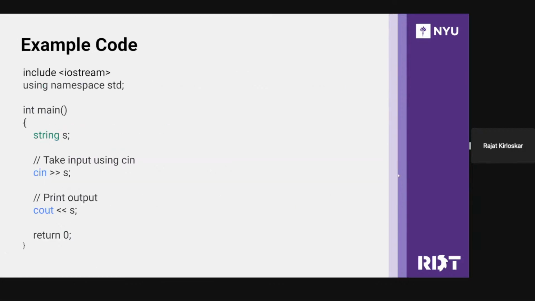So here is an example code, pretty much the same thing. You have a header file. You're telling the compiler to use the standard namespace library. Your main function returns an integer value, hence we write int main. We're defining a string data type with a variable name as s. We're taking an input from the user using the cin function and simply printing whatever the user has inputted using cout. And since the code runs successfully, you would have to return 0.